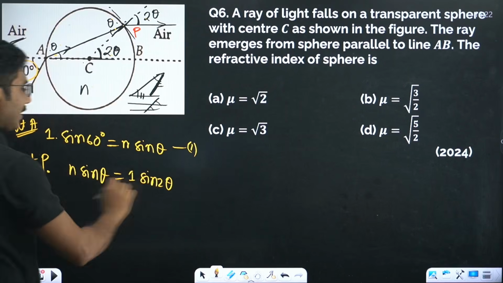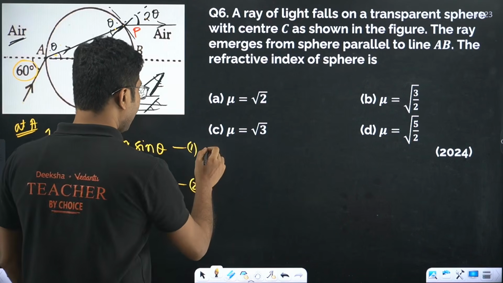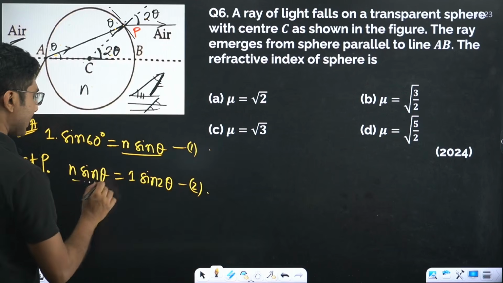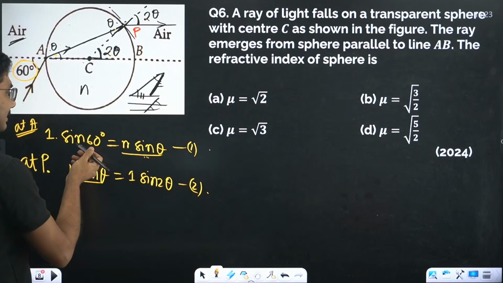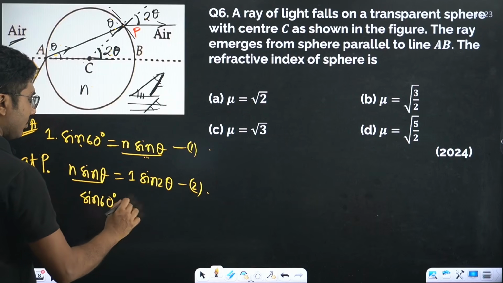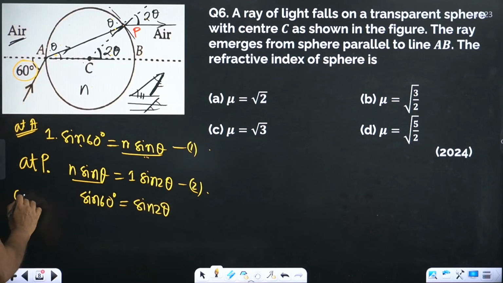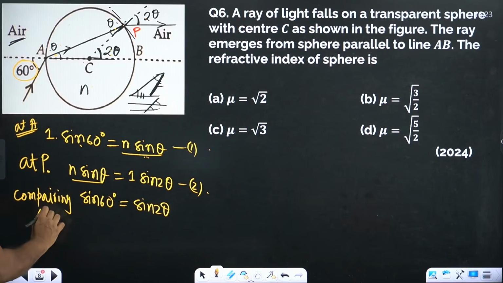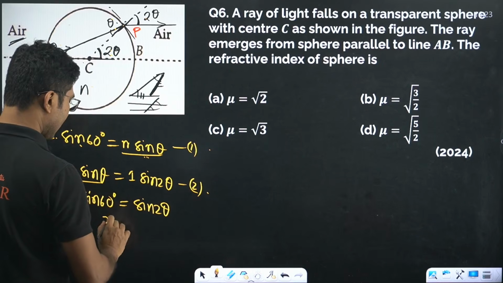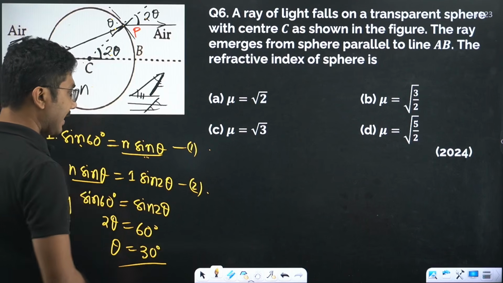Now do not try to simplify this, that will take longer. What we will do is compare equation 1 and 2 for the value of n sine theta. So if you compare, n sine theta is sine 60 degrees, so we can write sine 60 degrees equals sine 2 theta. How did I get it? Comparing 1 and 2, we get sine 60 is equal to sine 2 theta. So 2 theta equals 60 degrees, or theta equals 30 degrees. So the 30 degree angle is now calculated.